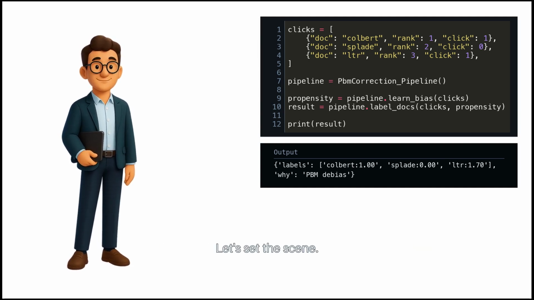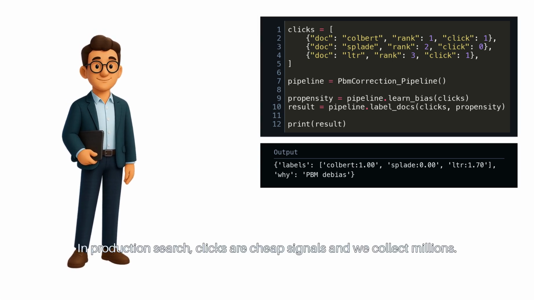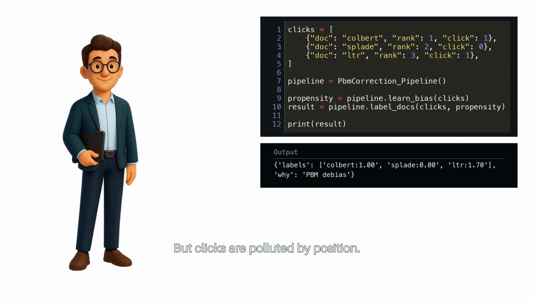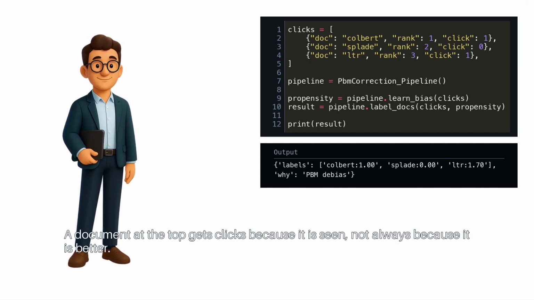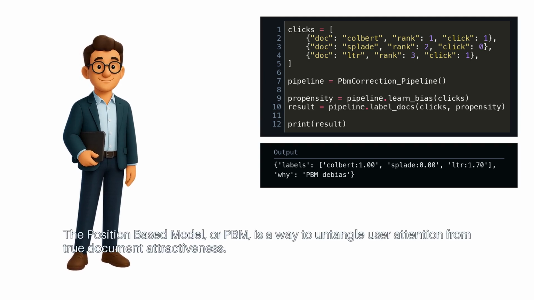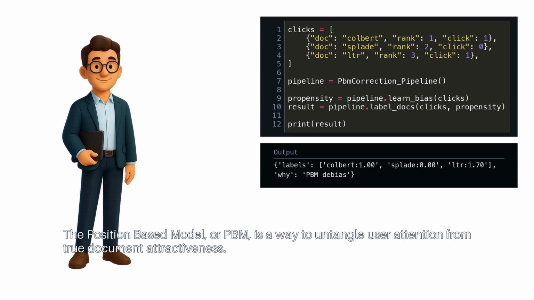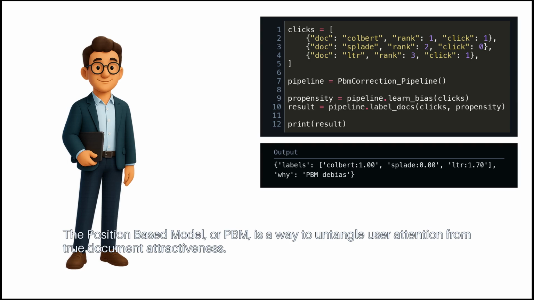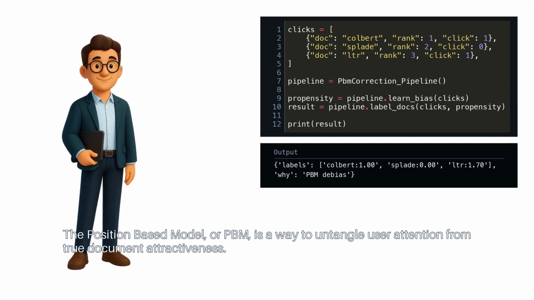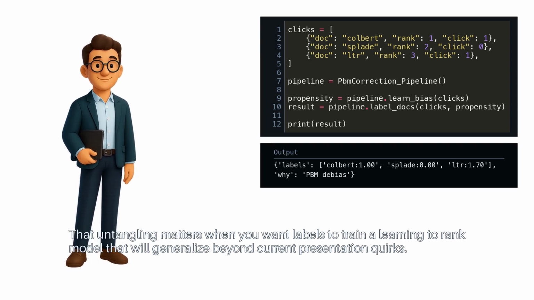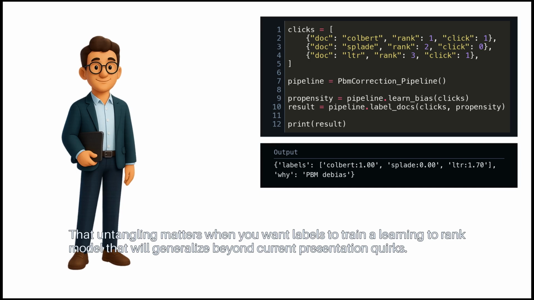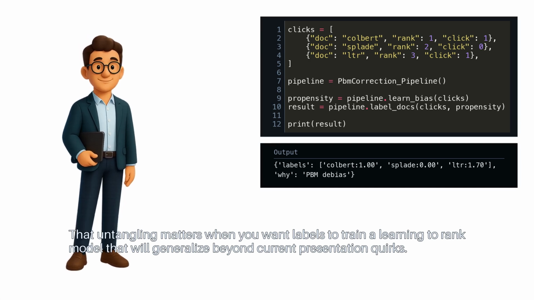Let's set the scene. In production search, clicks are cheap signals, and we collect millions. But clicks are polluted by position. A document at the top gets clicks because it is seen, not always because it is better. The position-based model, or PBM, is a way to untangle user attention from true document attractiveness. That untangling matters when you want labels to train a learning-to-rank model that will generalize beyond current presentation quirks.